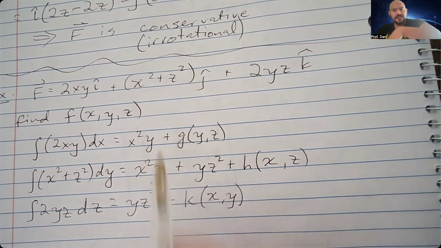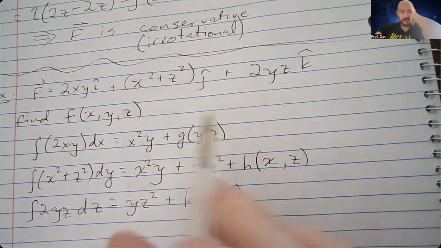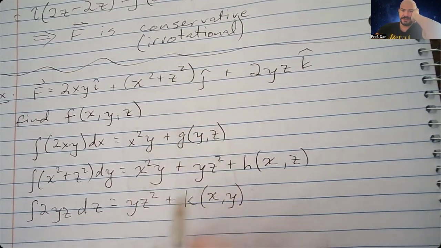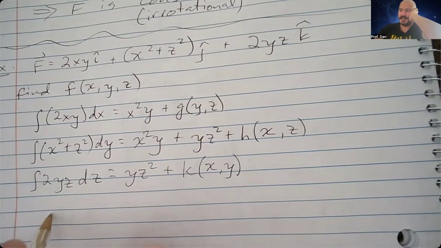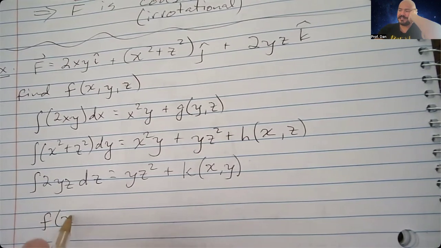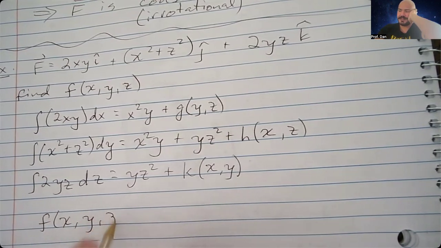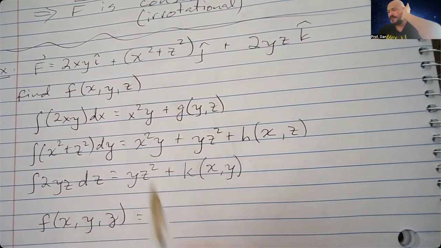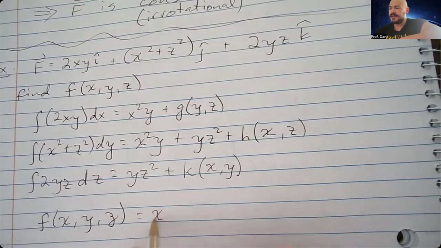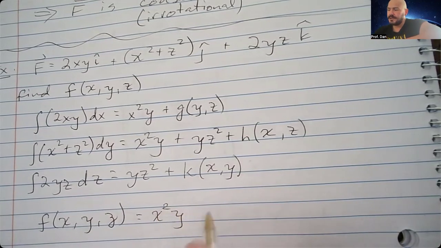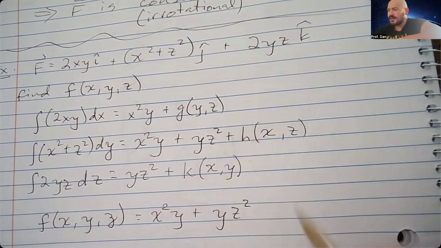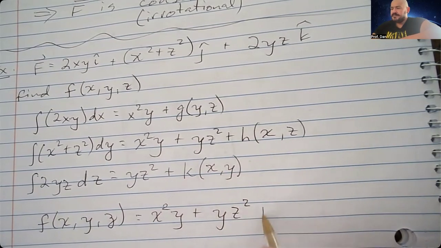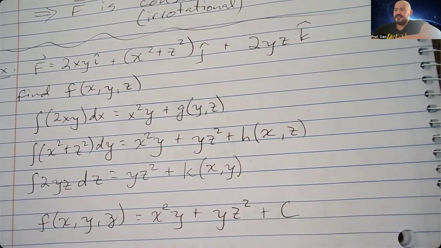So if I look at these 3 results, I get all of the different terms that are in my potential function. So I get that my potential function little f of x, y, and z is going to be equal to x squared y plus yz squared plus a constant c.